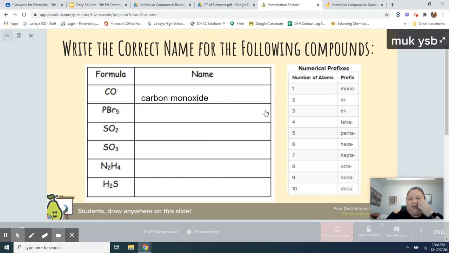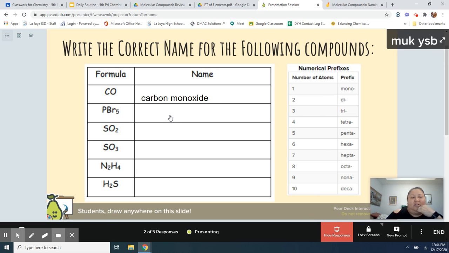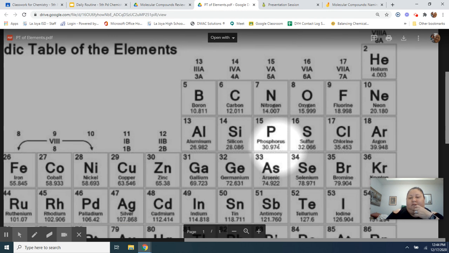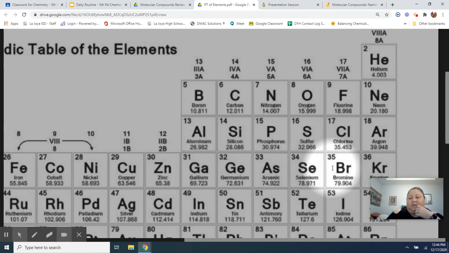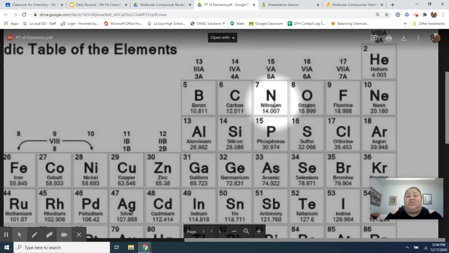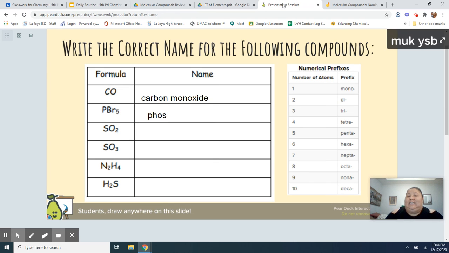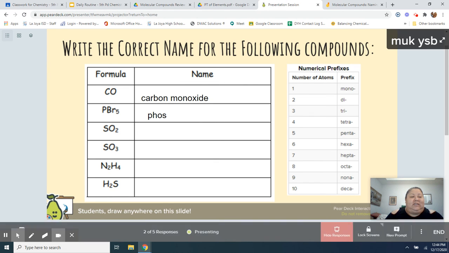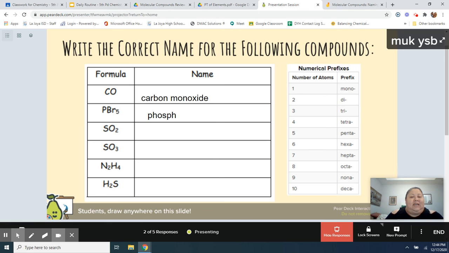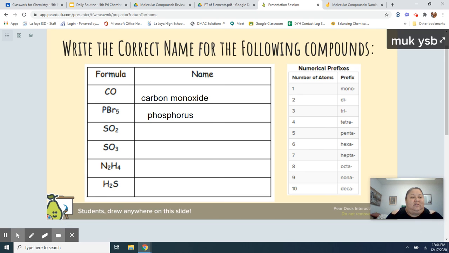Okay, let me go back to Pear Deck. Write that in there, Oscar. Phosphorus and bromine. Phosphorus, bromine. There it is, Melissa. Okay, remember your second element, Mel. It needs to end in ide. Take off the ine and add ide in the chat. I'm watching.